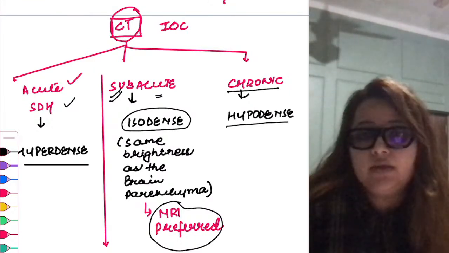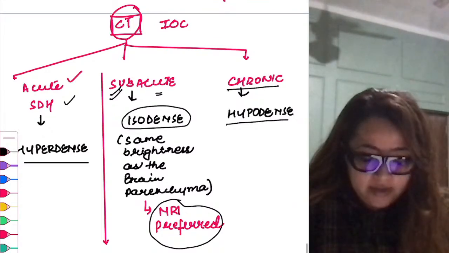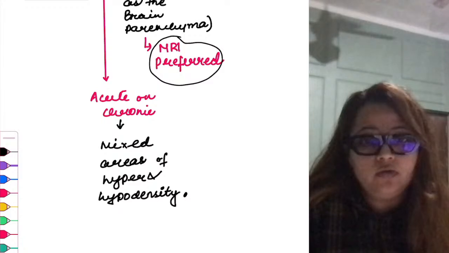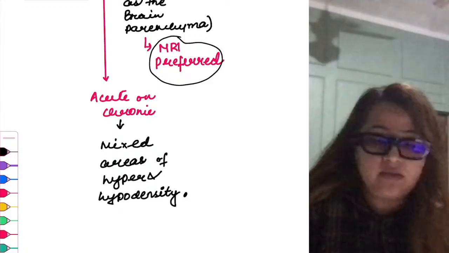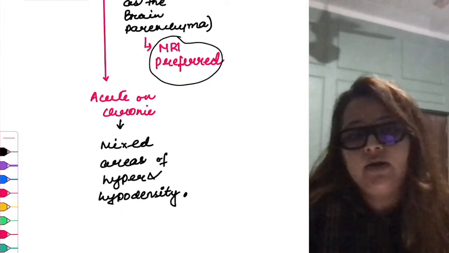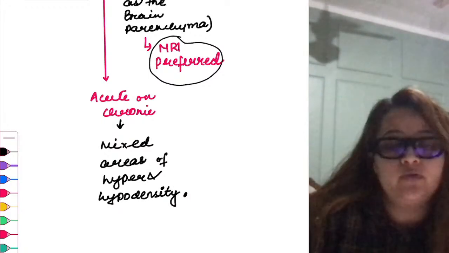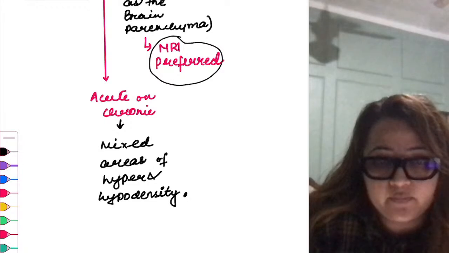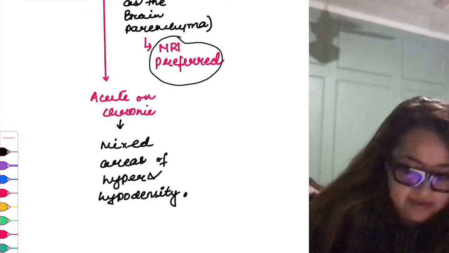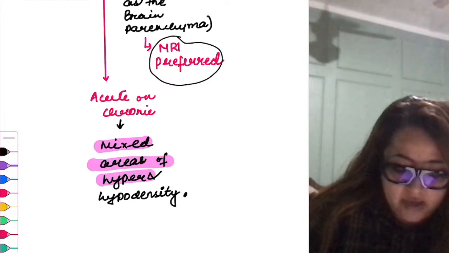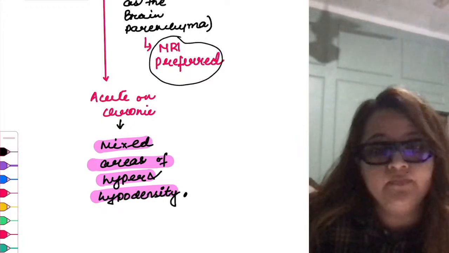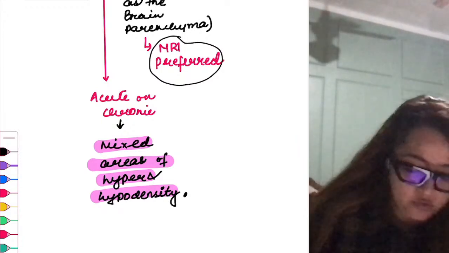Then there is a situation in which there will be acute on chronic bleed. So already there was some chronic subdural hematoma. Then again, one more bleed occurred and there was acute subdural hematoma. So this is the acute on chronic variety. And what you see in case of CT scan is mixed areas of hyperdensity as well as hypodensity. All right. So this is what you want to see on the CT scan in case of subdural hematoma.